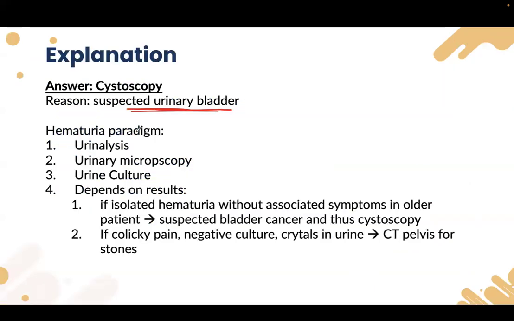Why is this the case? Because let me just show you here. In cases of hematuria, this is the paradigm or the algorithm that we use. Urine analysis first, you would do urinary microscopy and urine culture as well. Okay? And then, depending on these results, for example, in our patient, we only had isolated hematuria that was not associated with any other symptoms. So that's why we're suspecting bladder cancer. And what would be the diagnostic modality for bladder cancer? It would be cystoscopy. If we were suspecting kidney stone, we might do a non-contrast CT.